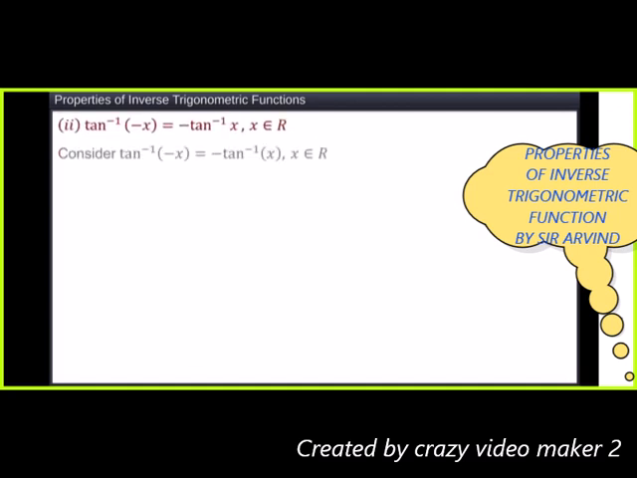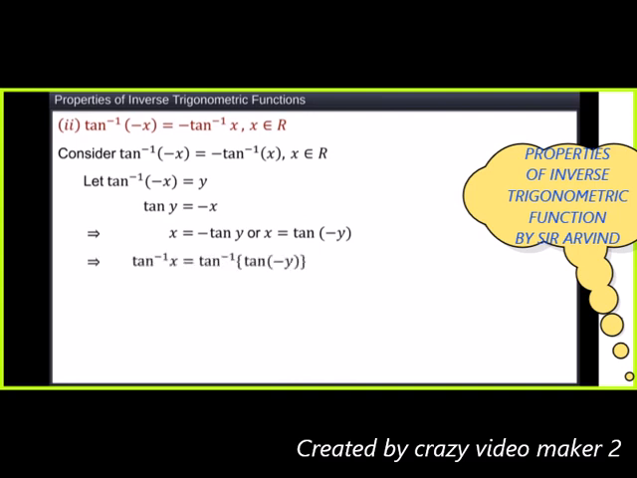To prove this property, let us start with tan inverse minus x. Let us consider tan inverse minus x is equal to y. It gives you tan y is equal to minus x, and x is equal to minus tan y when we take the minus sign to the opposite side. And we all know tan is negative in the fourth quadrant, so we can write it as tan of minus y. So it gives you tan inverse x is equal to tan inverse of tan of minus y. It implies tan inverse x is equal to minus y.